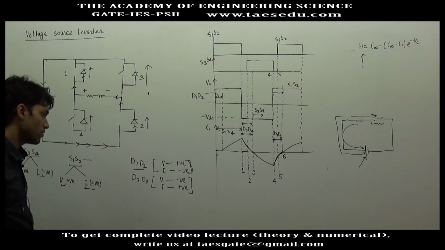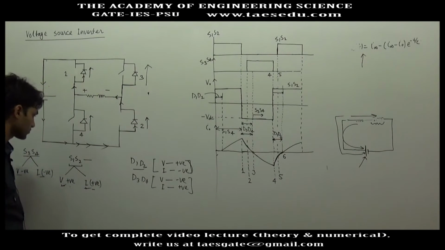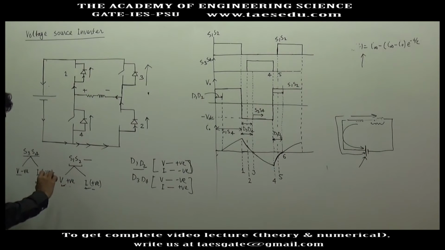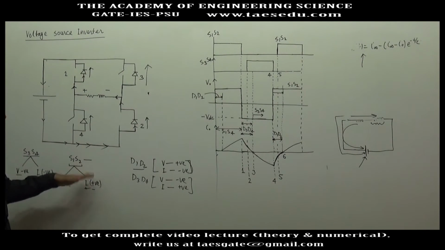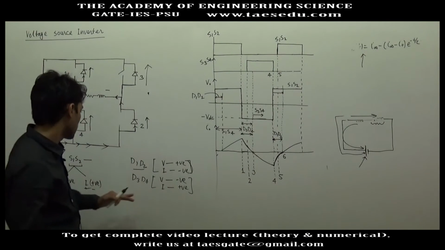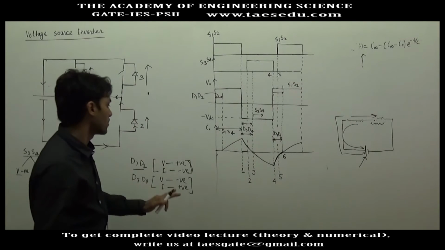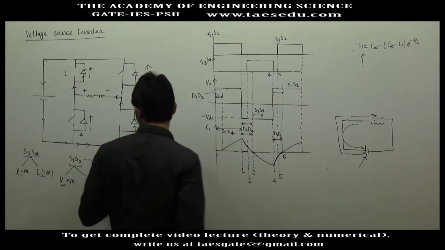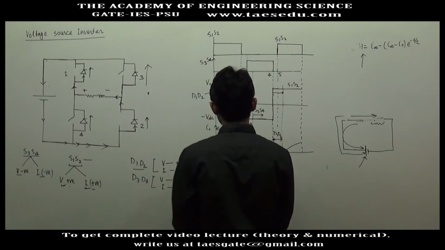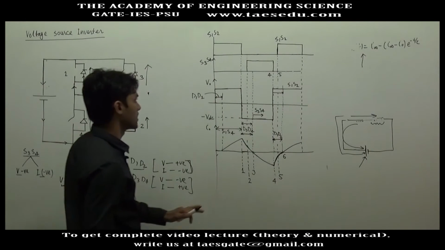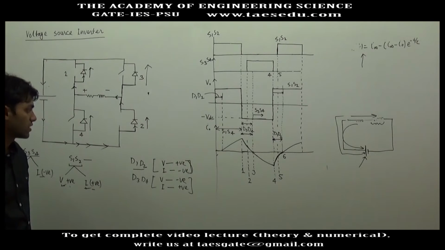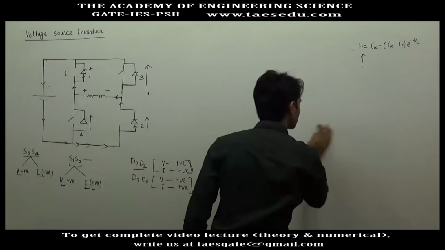Okay, now we have this information: sign of voltage and current corresponding to conduction of different switches and diodes. So with the help of this information, now let us try to again draw the graph. We will not do the detailed analysis, we will just draw the graph with this information.